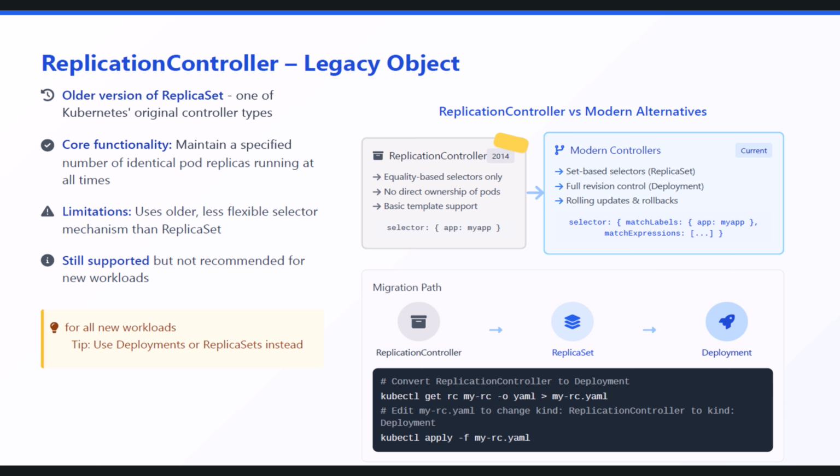Next is replication controller. Replication controller is the older version of ReplicaSet. It still works, but it's not used much today. Use ReplicaSet or a deployment instead. Replication controller is mostly for backward compatibility.